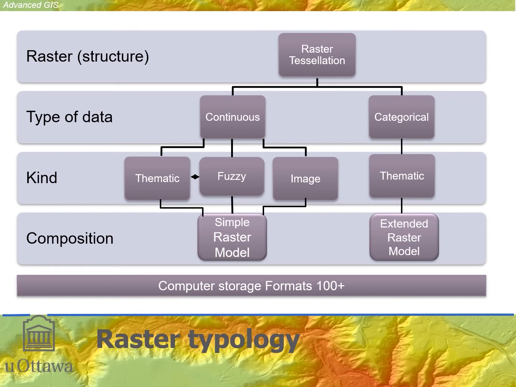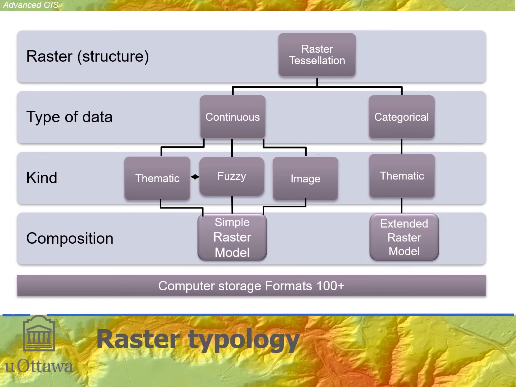Now, in continuous, we have a bunch of different kinds of rasters. We can have a continuous thematic raster, and that thematic means that the raster contains a single variable or theme, such as elevation, for example, or temperature. Then we have over here images, which record the reflected intensity of light, for example, in a certain part of the electromagnetic spectrum. And that's recorded for every single cell. So it's also a continuous type of data or information in the cells.